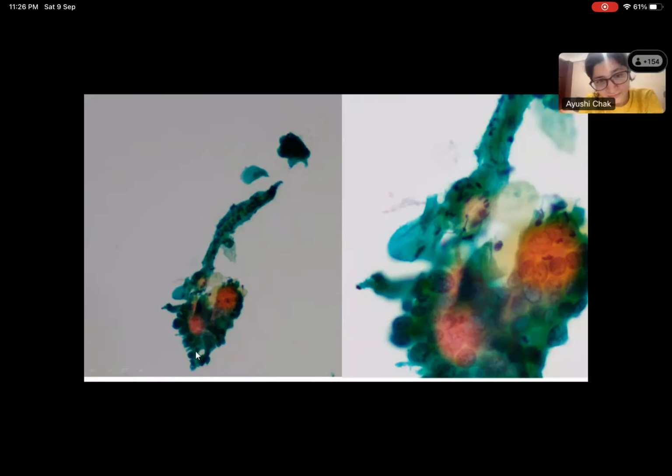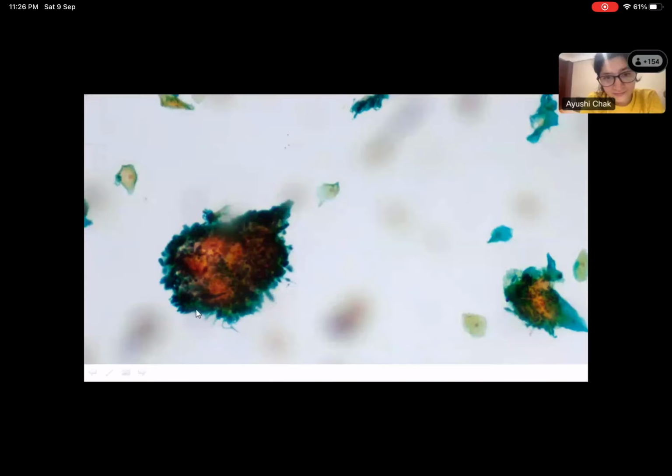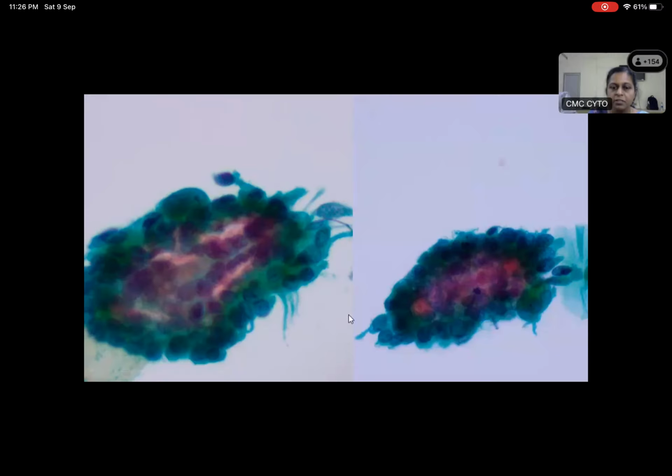Cytoplasmic tails. Yes, you're beginning to see some protrusions, some tags. You're able to see nice tags here. Okay, so what will you call this? Feathering. Yes, feathering. So what classification will this fall under? Adenocarcinoma in situ. So you can see the nice cytoplasmic tags here, right?